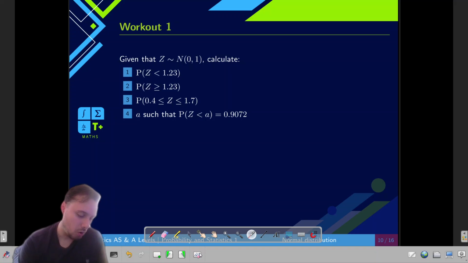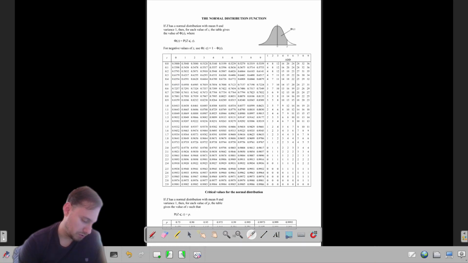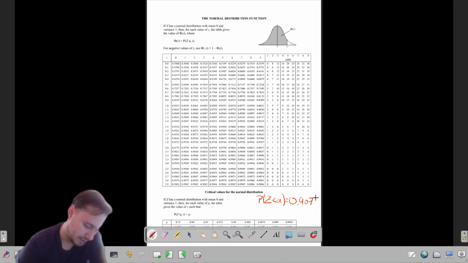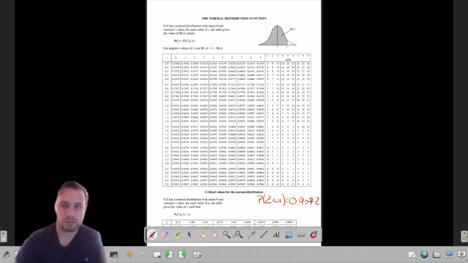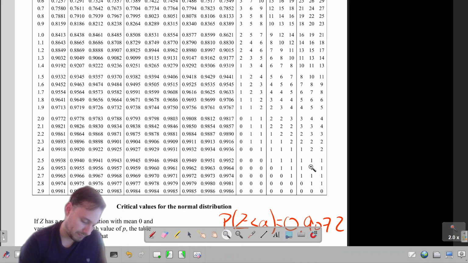So my value is 0.9072. I'm going to go to the table. I'm going to write over here that we're looking for the probability that z is less than a is 0.9072. I'll just write it there so I can have it. And now let's go to the table.